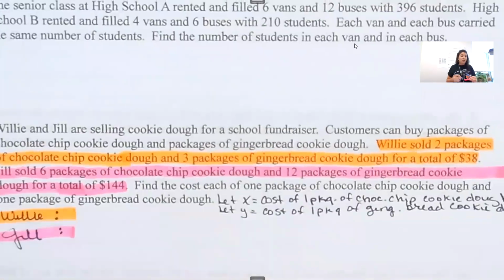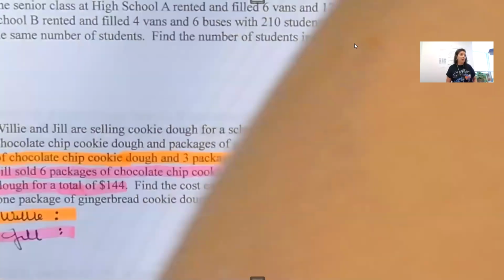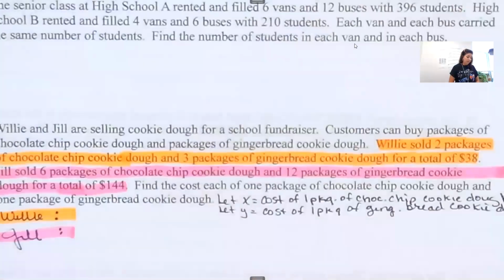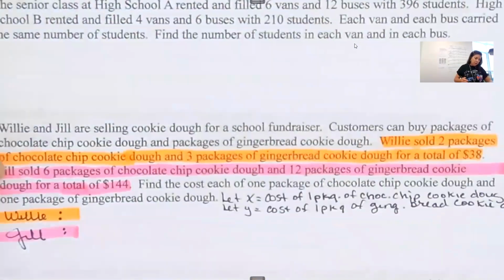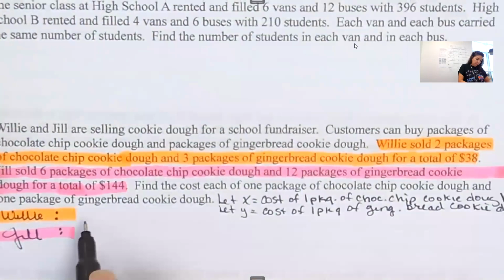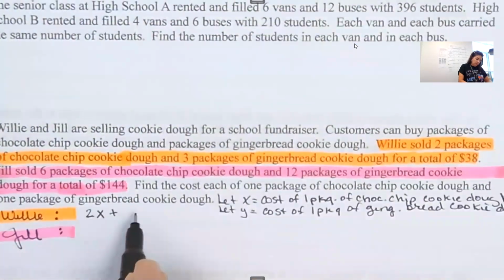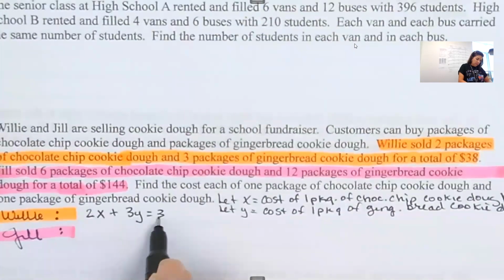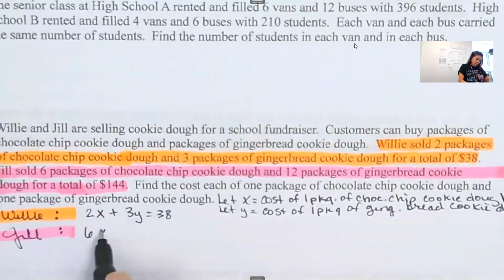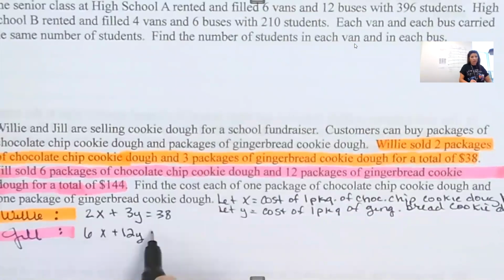So make sure you put the right variable with the right numbers, okay? If you let X equal gingerbread and Y equal chocolate chip, that's cool, but your numbers need to match up with that. So Willie sold 2 packages of chocolate chip cookie, 3 packs of gingerbread for a total of 38. What's my equation? 2x plus 3y equals 38. And for Jill, you'll have 6x plus 12y equals 144. Y'all agree?